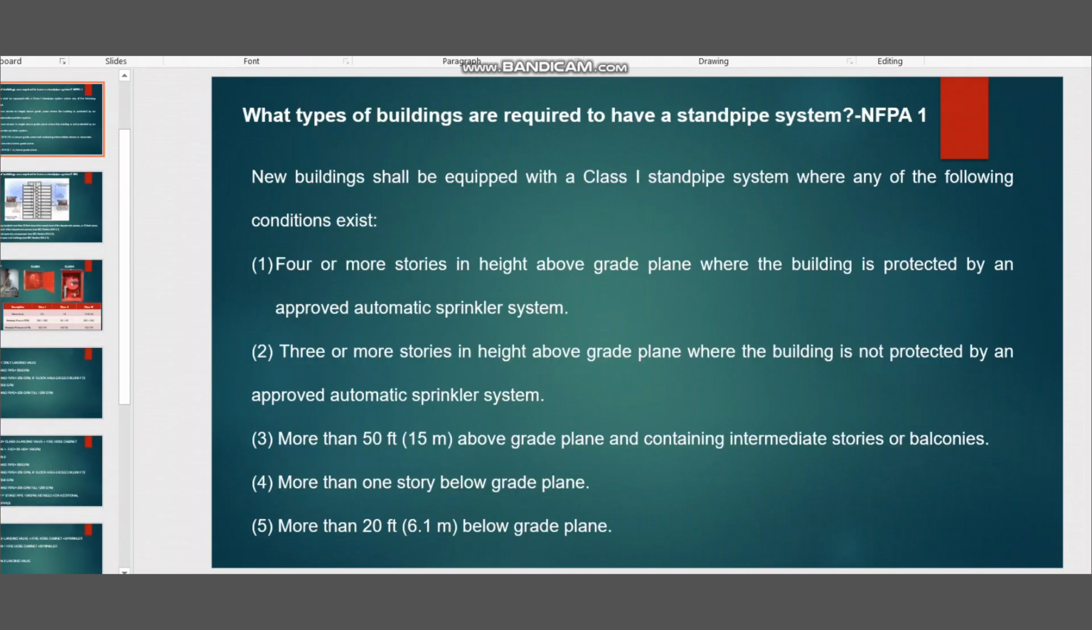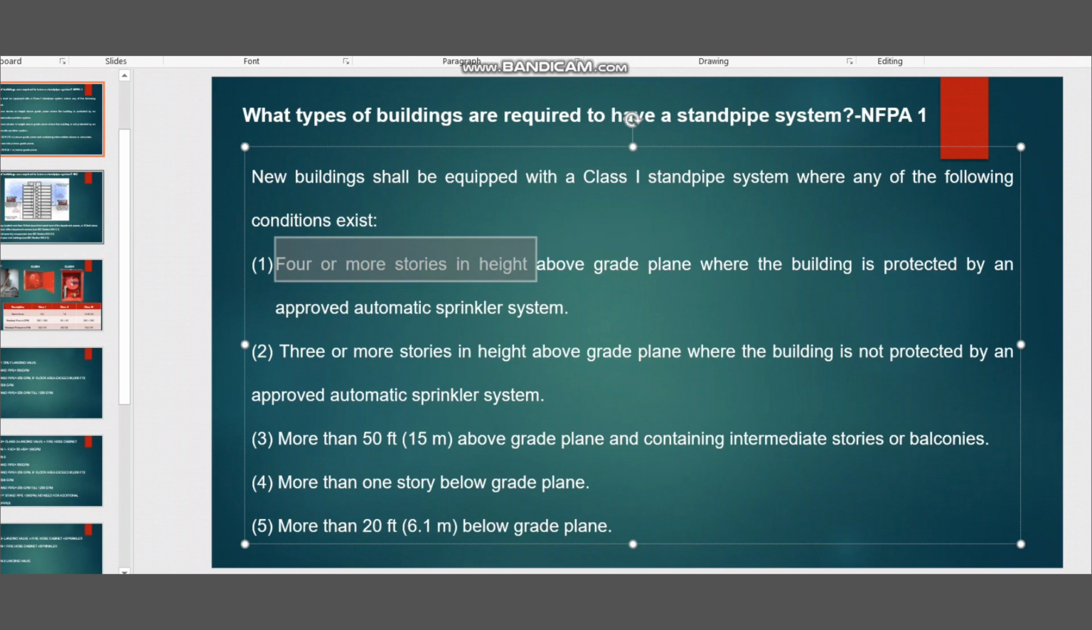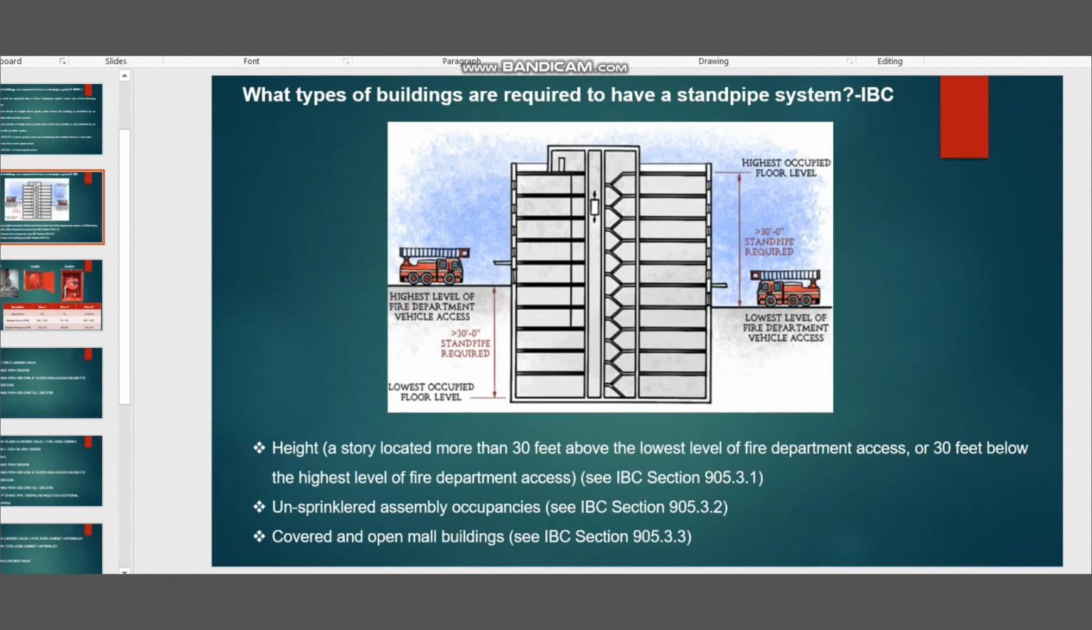So the next important point is what type of building are required to have the standpipe system. So as per NFPA 14, the first one is the 4 or more story in height. For example, here if you see, 4 or more story means this is 1 story. So we need to verify from where, at which level, the fire hose engine can stand. So this is the level where the fire hose engine is standing. So you can see the floor level 1, 2, 3, 4.